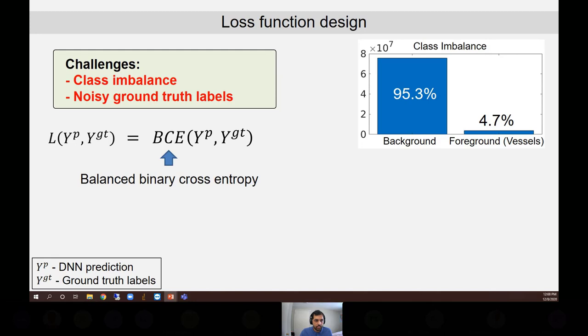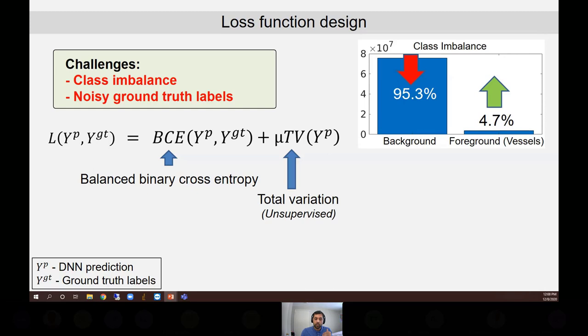We use a balanced binary cross entropy loss, which intuitively gives a higher weightage to the foreground class, which is less abundant, and weighs down the background class, which is more abundant. And that accounts for the class imbalance.